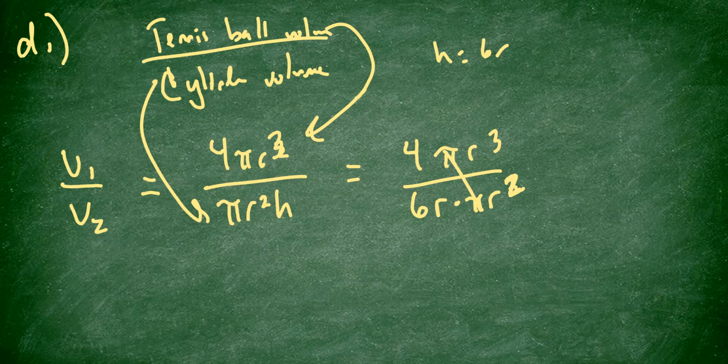Now look, the pi's cancel out. I have 3 r's here and I have another r, so those r's actually all cancel out. So I'm left with just 4 over 6, or 2/3, which means the volume of the tennis balls is going to take up 2/3 of the cylinder. The tennis balls are going to fill up 2/3 of the cylinder. Sorry, it was so hard for it to get out of my mouth.